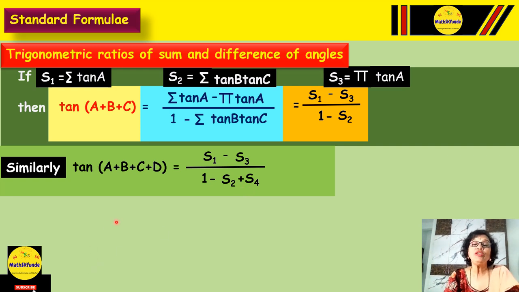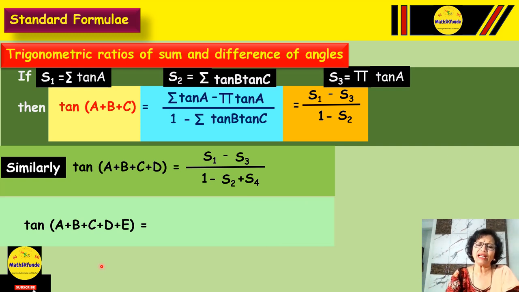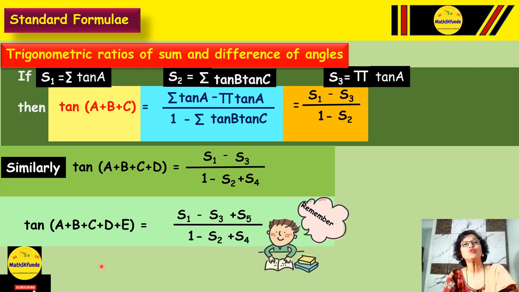I'm sure when you go for A plus B plus C plus D plus E plus F and so on, S6 will appear, and that would come as minus S6. This I'm just giving you as a hint. I will not go till there, but I'm just saying. Similarly I can write for 5 angles. Tan of A plus B plus C plus D plus E would be S1 minus S3 plus S5 upon 1 minus S2 plus S4.